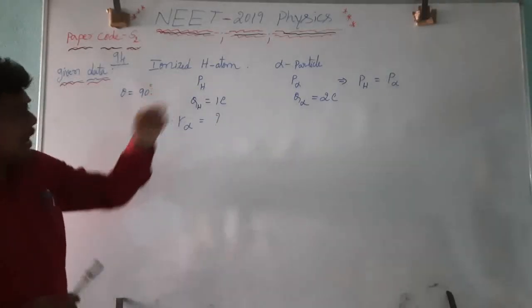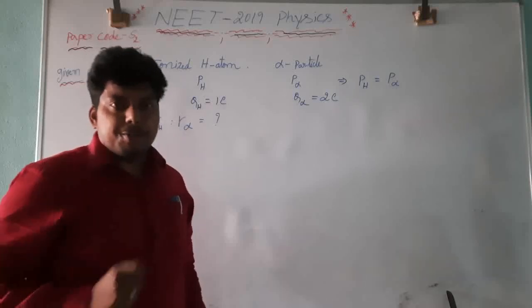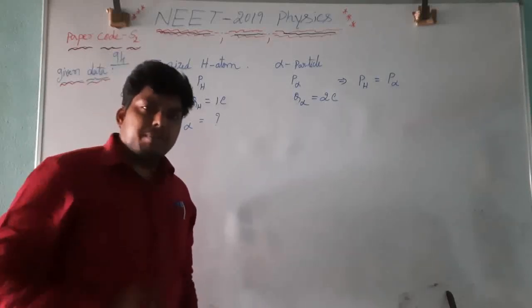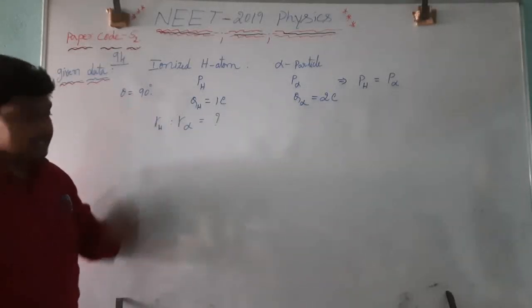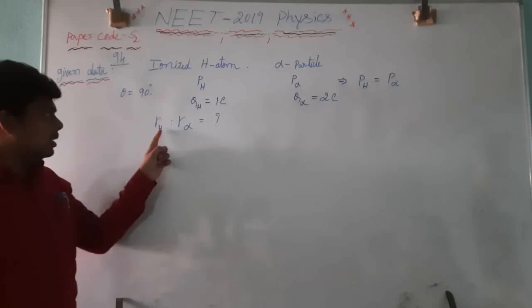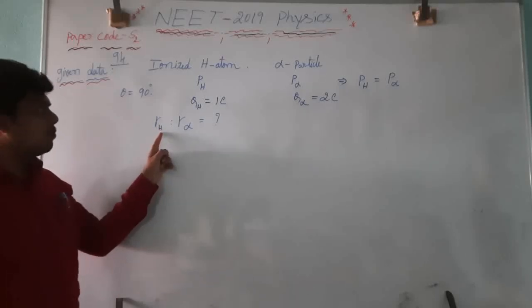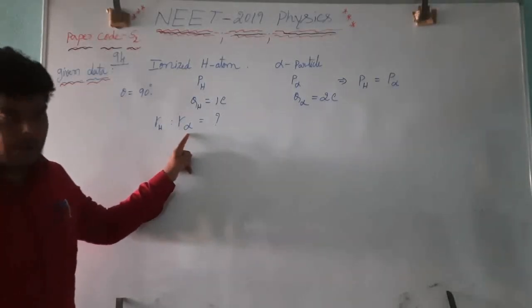The ionized hydrogen atom and alpha particle enter perpendicular to the magnetic field. Perpendicular to the magnetic field means what is the angle between the velocity and the magnetic field? That is theta equals 90 degrees. What we have to calculate is the ratio of the radius of the ionized hydrogen atom to the radius of the alpha particle.